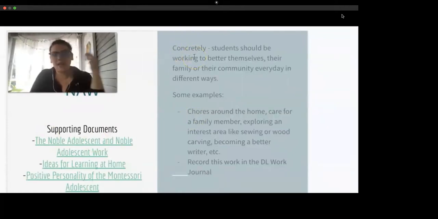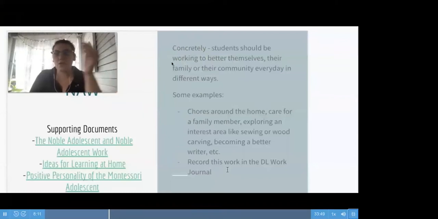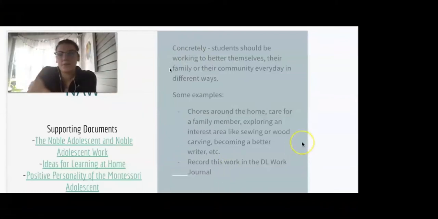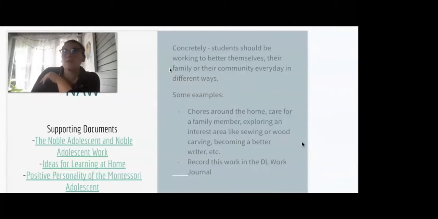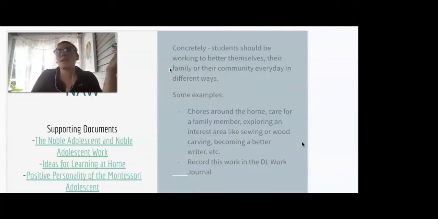Concretely, students are working on this noble adolescent work to better themselves, their family, or their community. So there's a lot of pedagogy that we quickly went over because I don't want to keep you forever, but the concrete, we're asking for this every day, and students are reflecting on it every day in their work journal. It could be chores around the home, care for a family member, exploring an interest like sewing or wood carving, becoming a better writer. Maybe your student really wants to have a farm one day. Go research that. Or they're into horses. Go research that and really think about what it means to have a horse, and document that and create big work. And they're recording that in their distance learning work journal, which they can go through with you.